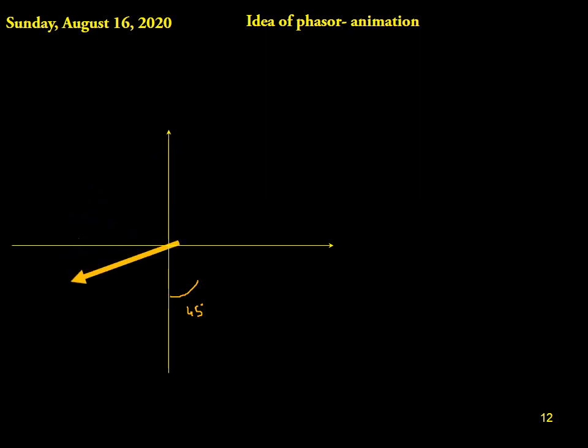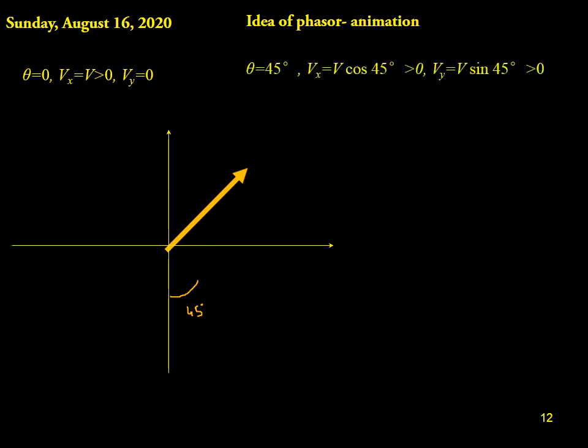Now you see this rotates through one complete circle. Vx equals V greater than 0 and Vy equals 0 at theta equal to 0 degree. Now theta is in the first quadrant. At theta equal to 45 degrees, say, Vx is equal to V cos 45 degree, greater than 0, and Vy is equal to V sin 45 degree, that is also more than 0. Now when theta is equal to 90 degree, what happens? Vx equals 0, Vy equals V, greater than 0.